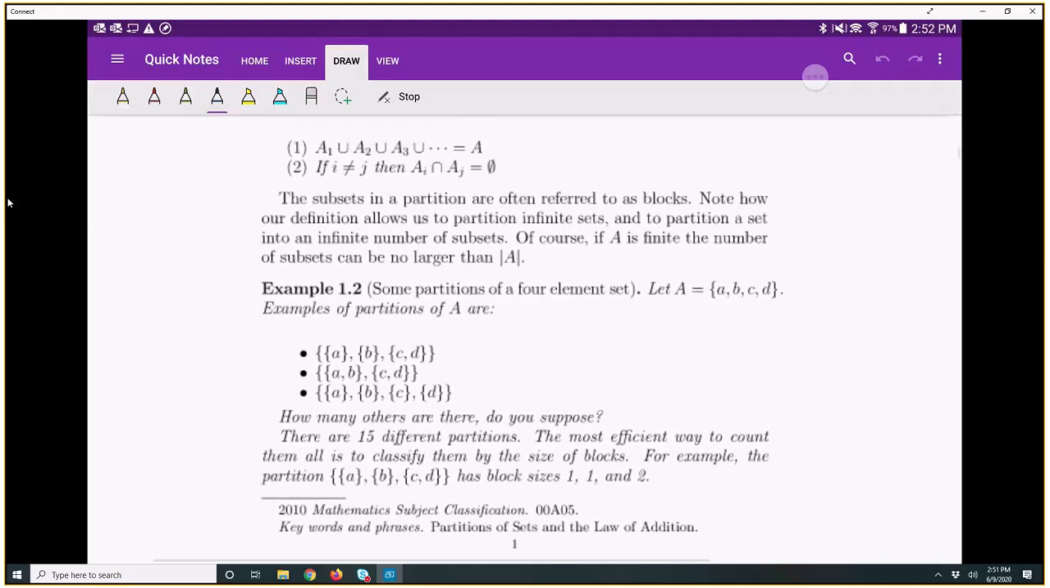And the key thing that we would have to check is that we get every element. So if you look, for example, at this first one, singleton {a}, singleton {b}, and then the doubleton {c, d}, you'll see that every element is present at least once, and every element is present only once. So these are disjoint subsets. So these are partitions.